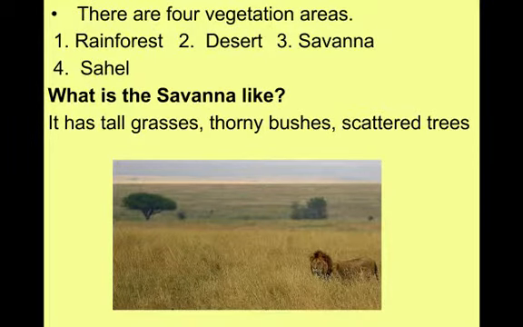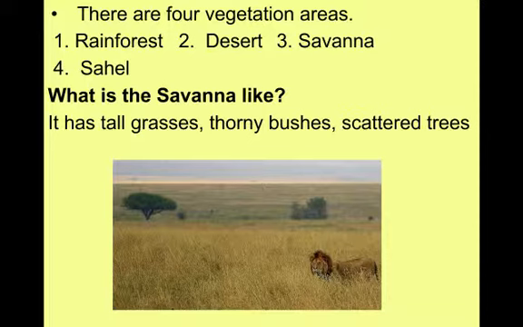We studied the four vegetation areas: the rainforest, the desert, the savanna, and the Sahel. The Sahel is just a transition zone between the desert and the rainforest. It's a word that means border. And one of the biggest problems they're facing in the Sahel is desertification, the process of good soil turning into desert. So yes, the desert is getting bigger every year. And the desert we're mainly talking about is the Sahara, which is the largest in the world.